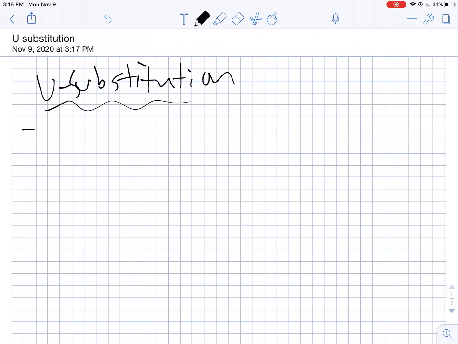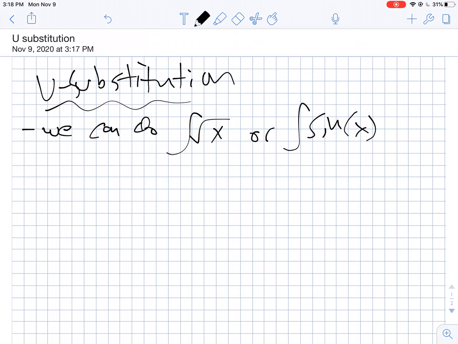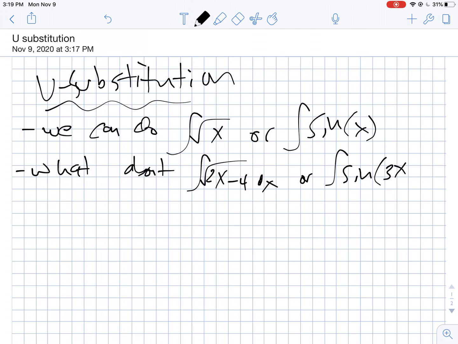So here's what it's going to help us with. It's basically like the chain rule. Like we can do the integral of square root x, or we could do the integral of sine of x. These are integrals that we feel pretty comfortable about, but what if there's something else in parentheses? What about the integral of square root 2x minus 4? Or what about the integral of sine of 3x? How would we approach those integrals? Basically like the chain rule, but for integrals.